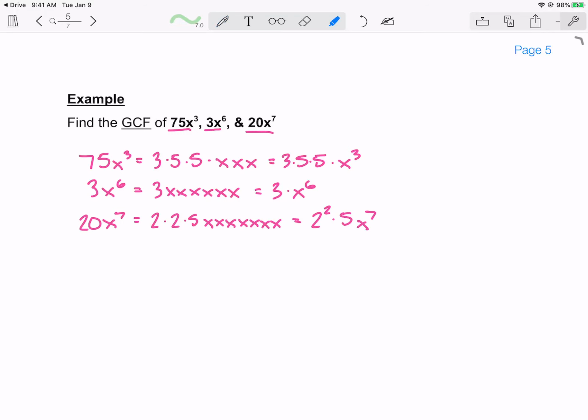So we look through and we see what they have in common. Well, 20 doesn't have any 3s in it, and 75 and 3 don't have any 2s. So the GCF of the coefficients of these monomials is simply 1. And then if I look at the x's, all I've got to do is look at the smallest exponent. So then my GCF is 1x cubed, or just x cubed.